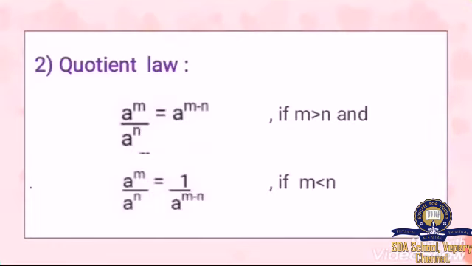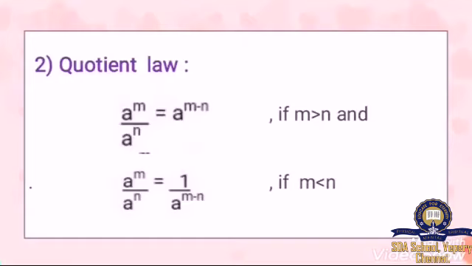Let me move on to the next law, the quotient law. In this we have two conditions. The first condition is a to the power m divided by a to the power n is equal to a to the power m minus n, which is possible if m is lesser than n. Likewise, let me move on to the second condition. The second condition is a to the power m divided by a to the power n is equal to 1 divided by a to the power n minus m, when m is greater than n.